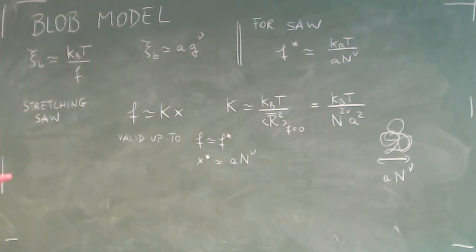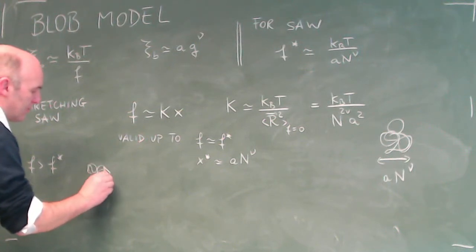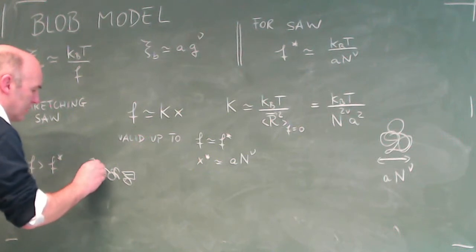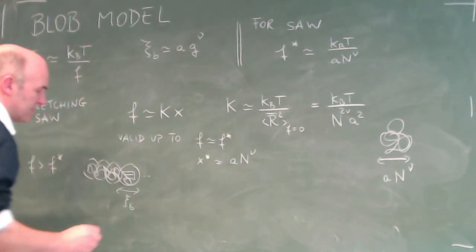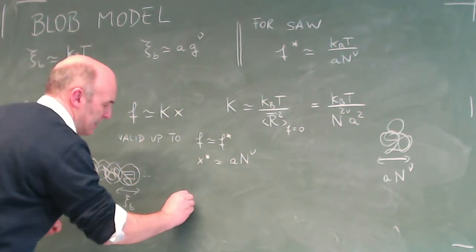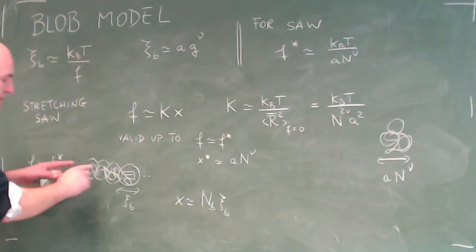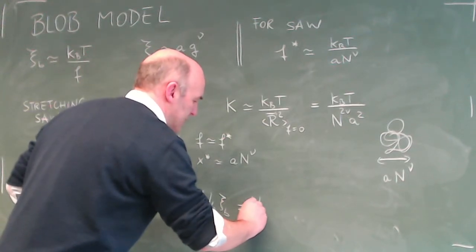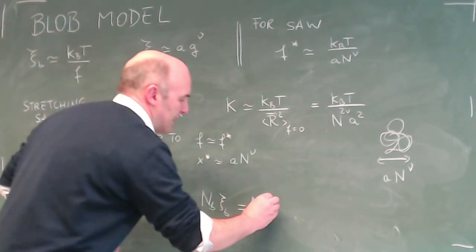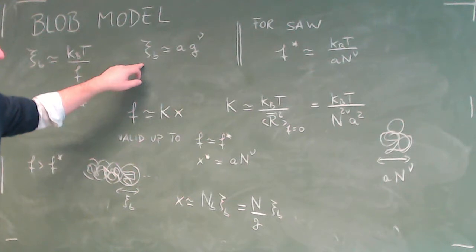Because when we start stretching more, then we have blobs appearing in the system. So for higher forces, for forces F larger than F star, we have blobs appearing. We have one blob, another blob, I draw them a little bit quickly here, and more and more. Every blob has a size ξ_b. So what is the end-to-end distance? It scales typically as the number of blobs times the size of each blob. n_b is the number of blobs, and it is given by the total number of monomers divided by how many monomers I have in each blob, times the size of the blob. So g is given by ξ_b divided by a to the power 1 over ν.